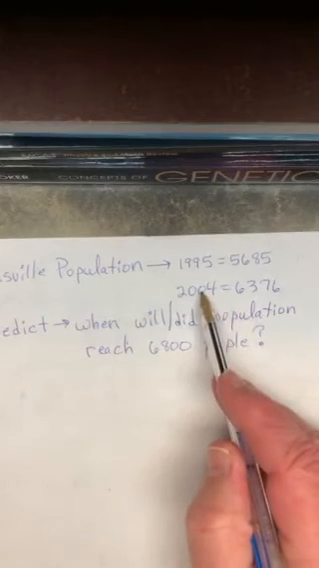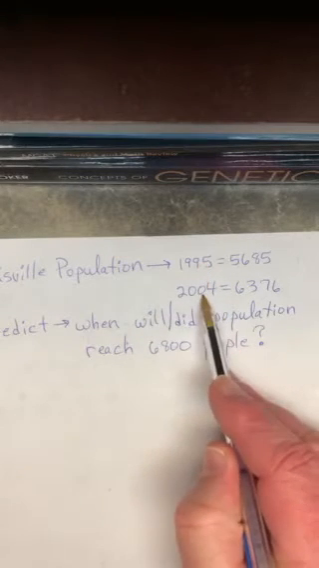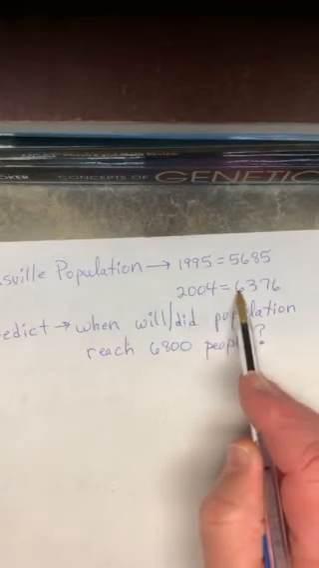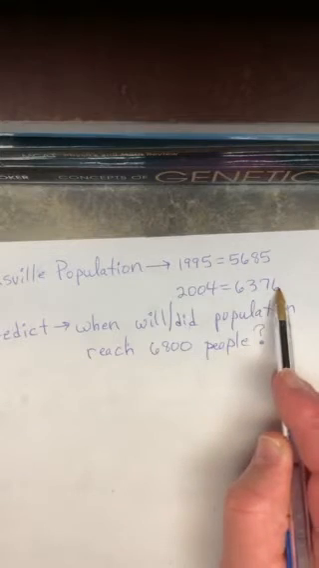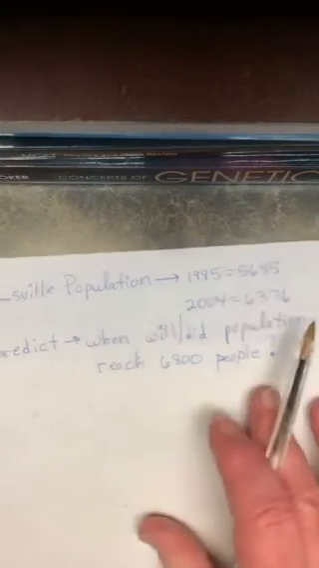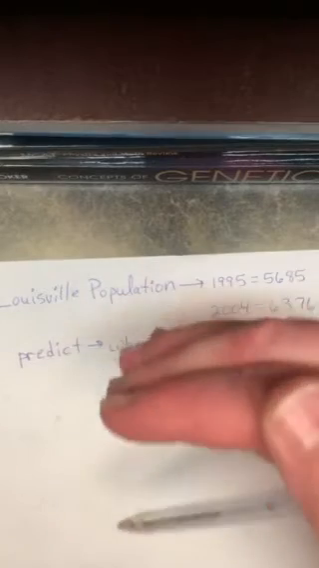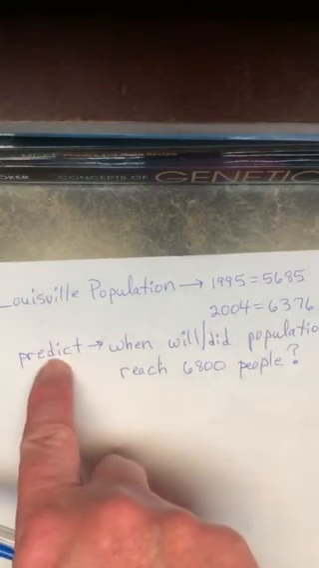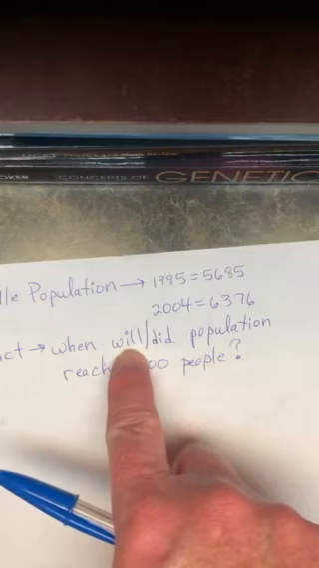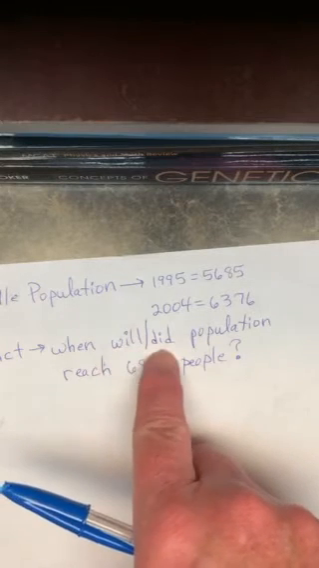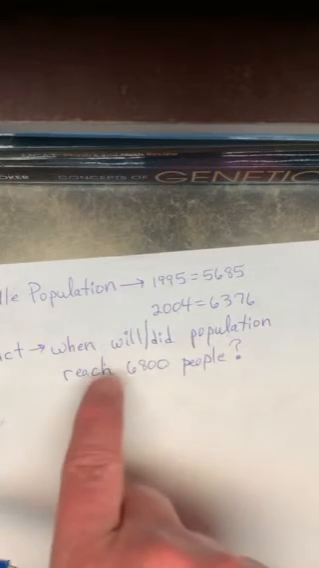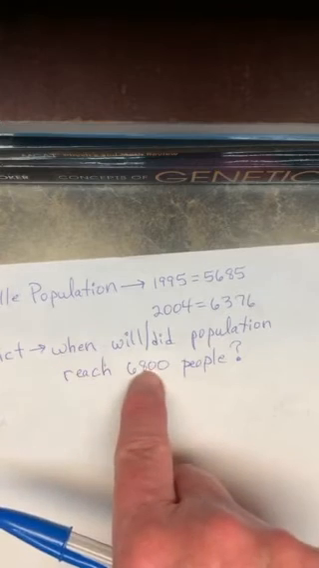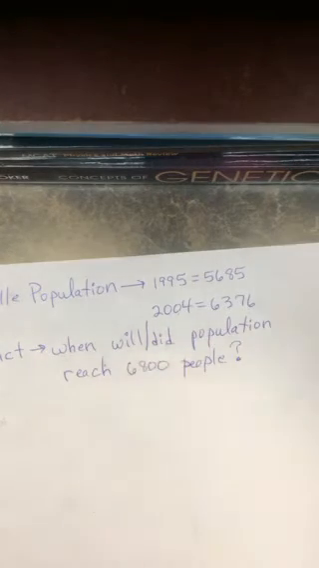And in 2004, so that's what, 9 years later, there were 6,376 people. And we were able to do a little experiment and look at these populations and prove that the Louisville population was growing at an exponential rate. We want to predict when will, if it hasn't already, or when did the population finally reach 6,800 people. We're trying to make a prediction.